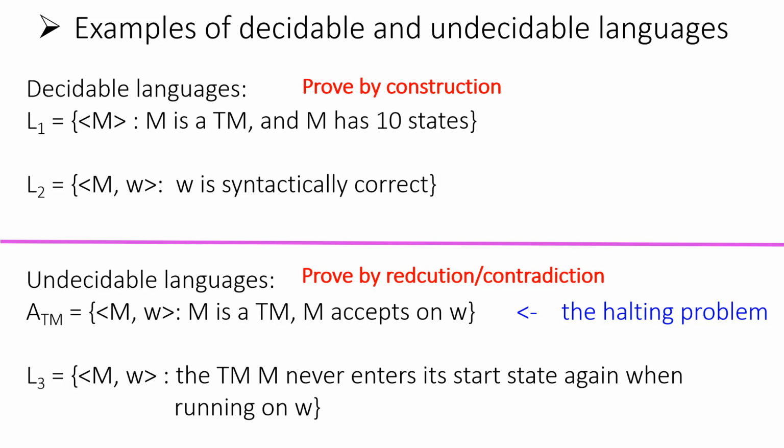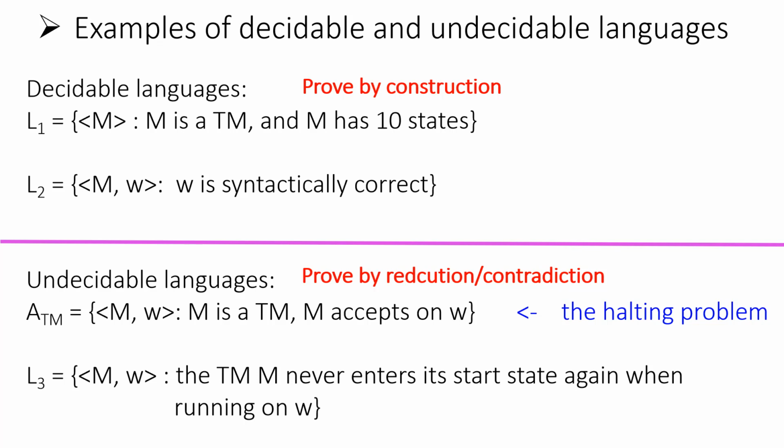L1 and L2 are decidable. In L1, we want to check whether a Turing machine M has 10 states. That's doable, right? We only need to count the states in M. In L2, we want to check whether the input string to a Turing machine is of the correct format. This is also doable. With a predefined syntax, we only need to check each component of W and see if it violates some rules.